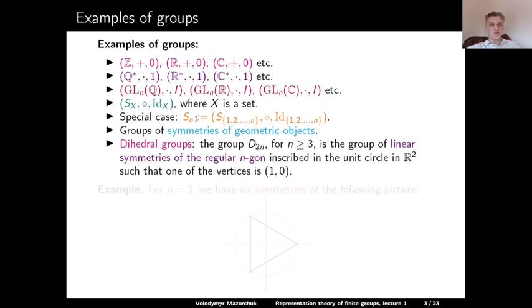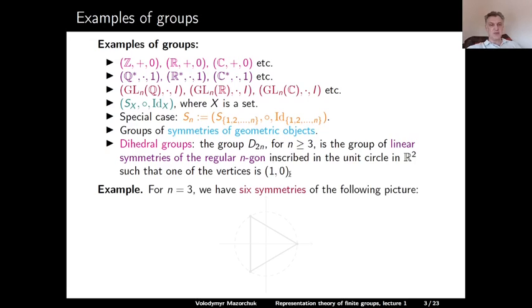A special case of this construction, which will be used quite often in this course, are dihedral groups D2n, which is the group of linear symmetries of the regular n-gon inscribed in the unit circle in R2, such that one of the vertices is the point (1, 0) of R2.